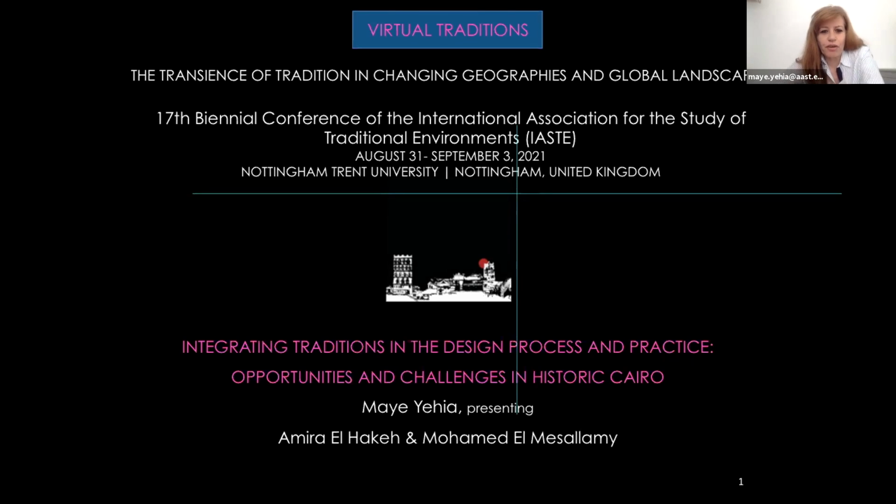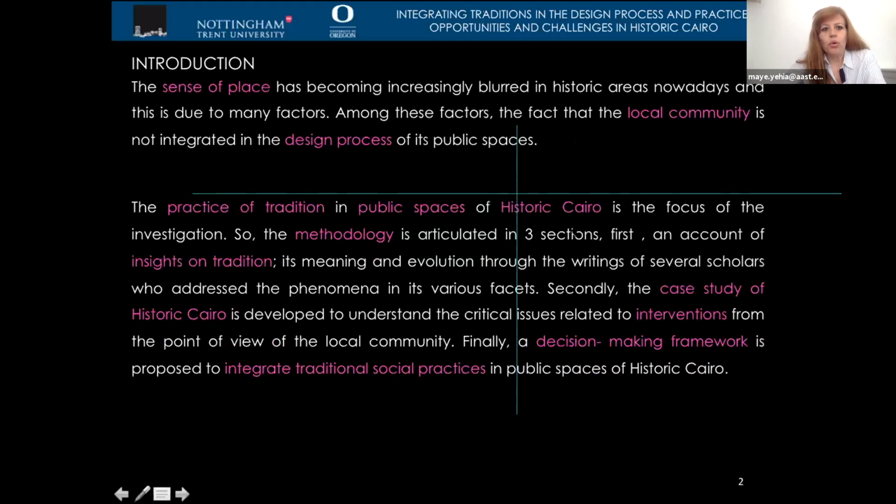The co-authors of my paper are Dr. Amira Al-Haqi and Mr. Mohammed Al-Musalami. We are all researchers on the topic of historic Cairo. So, the sense of place has become increasingly blurred in historic areas nowadays. And this is due to many factors. Among these factors is the fact that the local community is not integrated in the design process of its public spaces. The practice of tradition in public spaces of historic Cairo is the focus of the investigation.